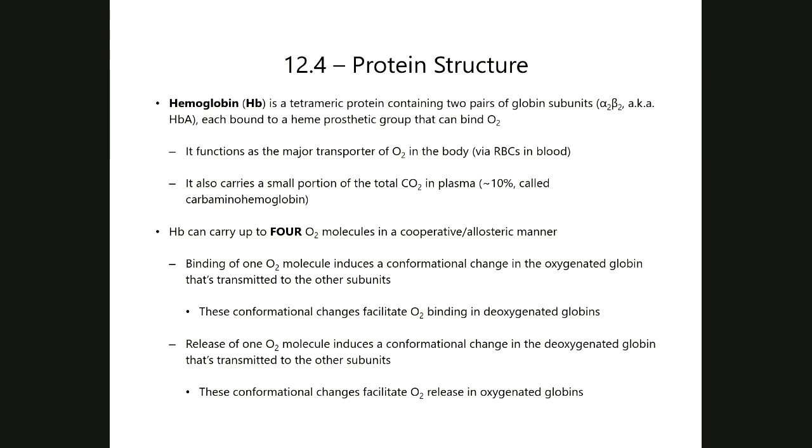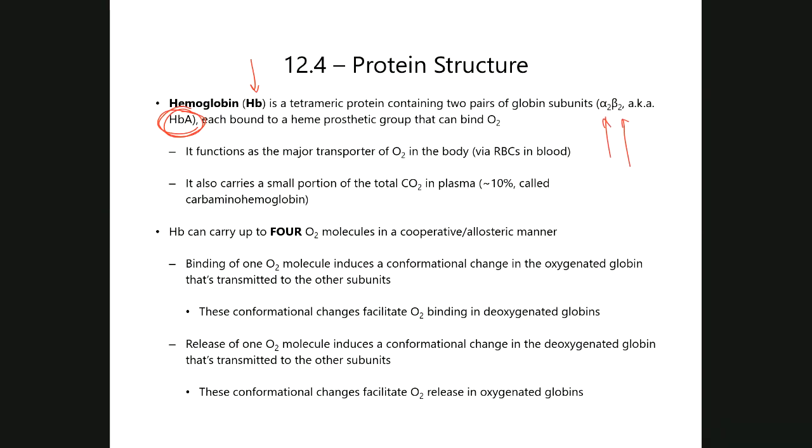Hemoglobin is a tetrameric protein, four subunits. It's actually two pairs of subunits. There's different kinds or varieties of hemoglobin. The most common one, the one that most of us have in our body, is what we call hemoglobin A. And hemoglobin A, the abbreviation for hemoglobin is HB commonly. Hemoglobin A contains two alpha globin subunits and two beta globin subunits.